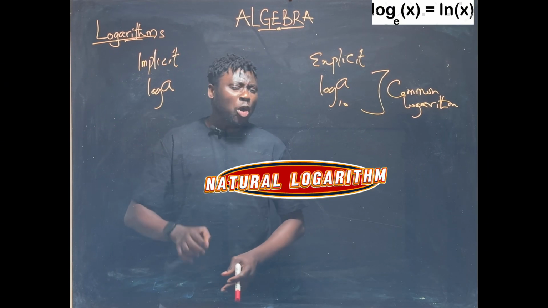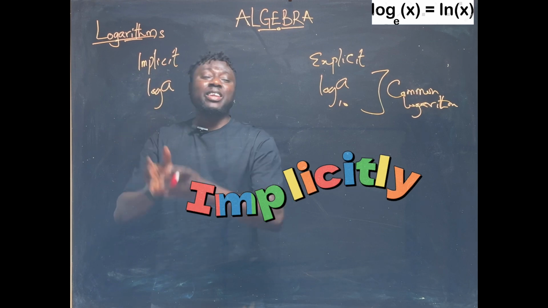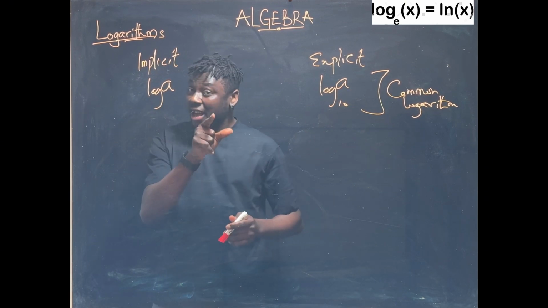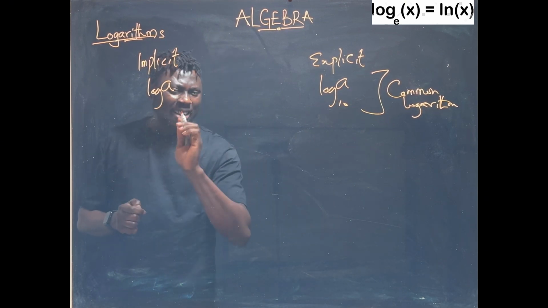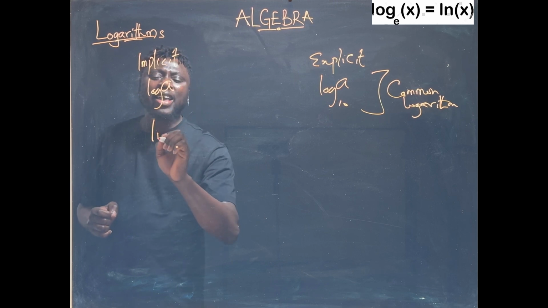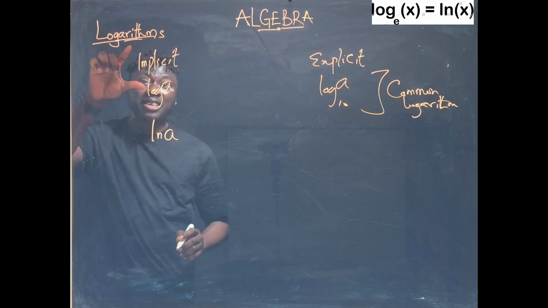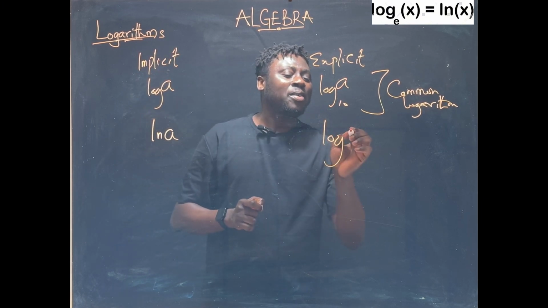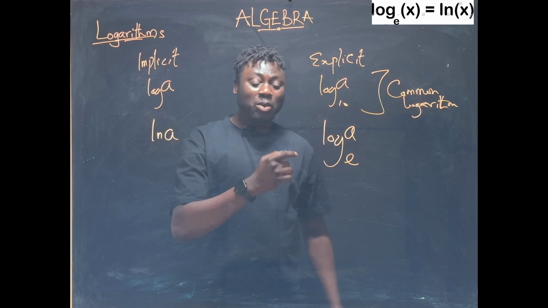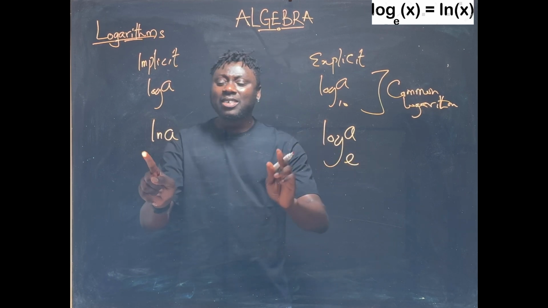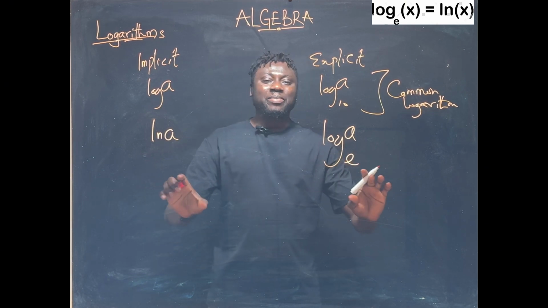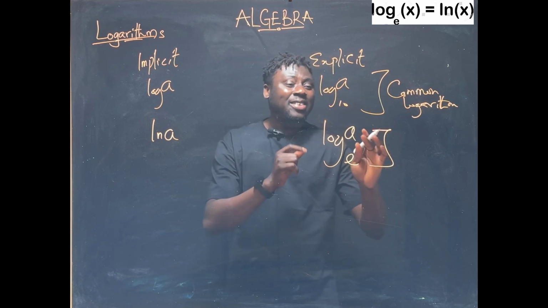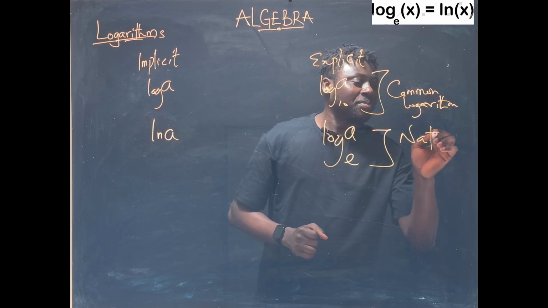Natural logarithm can also be expressed implicitly and explicitly as thus. If I say ln A, it is written implicitly, and this is the same as log A base e, which is written explicitly. This and this, they are the same in logarithm. So this is called natural logarithm.